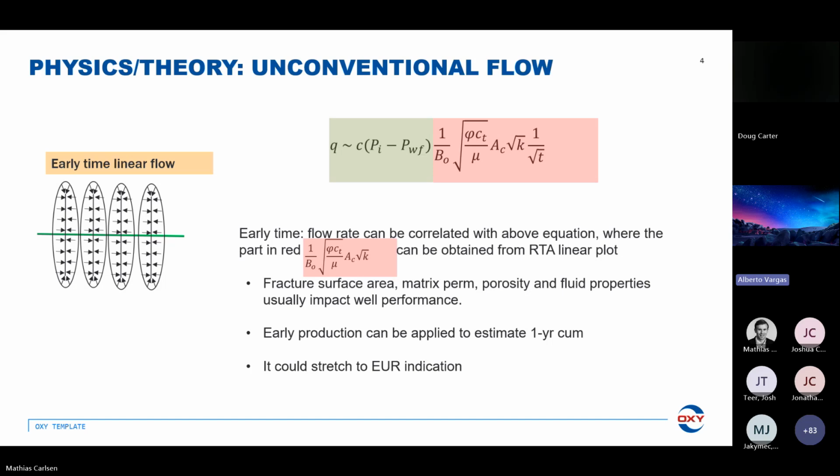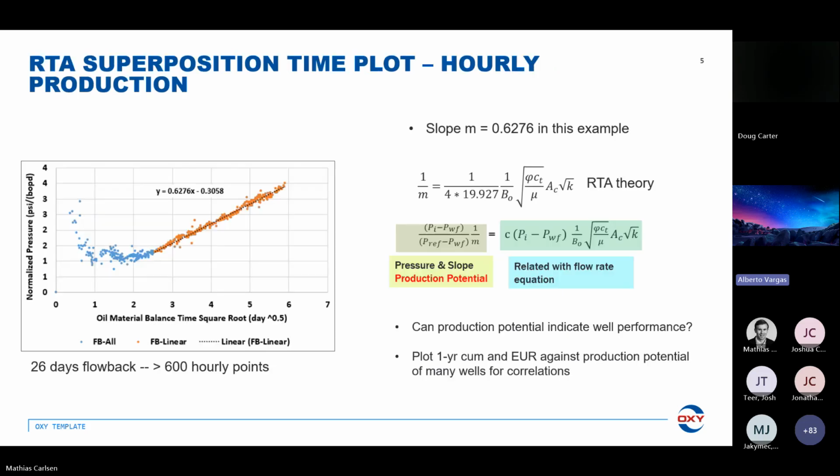Most people are very familiar with this A_c square root k, but actual reservoir and fluid properties are also important. And also there's time. Yeah, this red term. A_c is the fracture surface, and k is matrix perm, and then porosity, total compressibility, and then fluid properties of Bo and mu. So this is for early production. So I look at the early production. Maybe we can apply it to estimate 1 year Q, and then can we stretch it to EUR? EUR is long term. I know that there are a lot of assumptions going there, but with a lot of well data, we can see if it works.